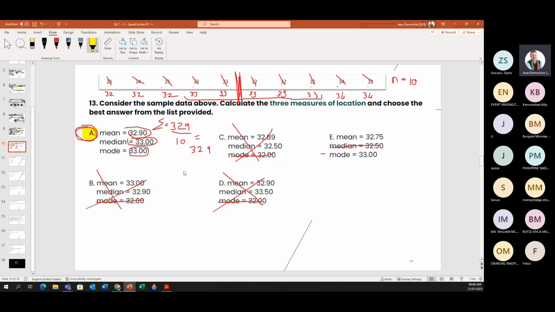Okay, so again, shortcut, what I normally do is I look first at median and mode. And if there then is only one option, you don't even need to work out the mean, because you will have that answer. Okay, so let's go to the next one.